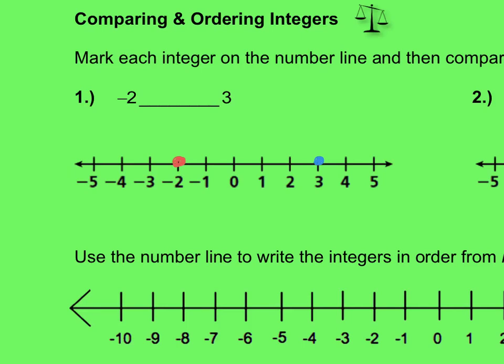Positives are always bigger than negatives, because if you have $3, that's better than owing $2. Well, alligator eats the bigger number. So it looks like this. Alligator, rar, eats the bigger number. Alligator doesn't want to eat negative 2 people. It'd rather eat positive 3 people. And 3 is to the right on the number line. This is how we say it too. We would read this like this. Negative 2, that's a less than symbol. Negative 2 is less than 3, is how we say that.